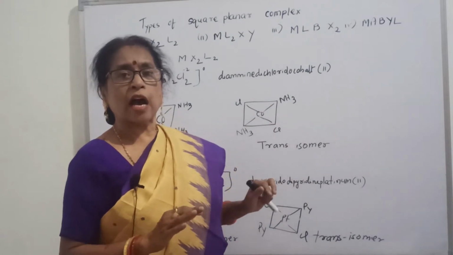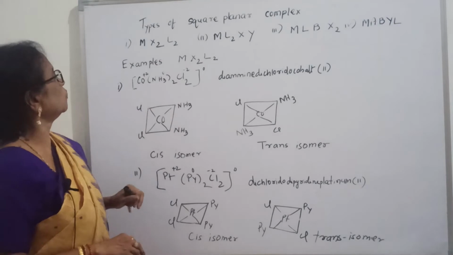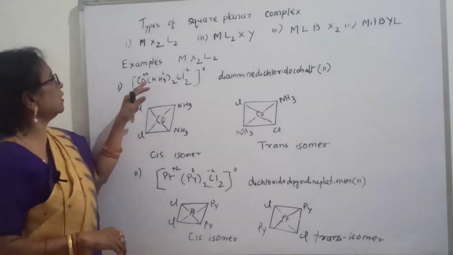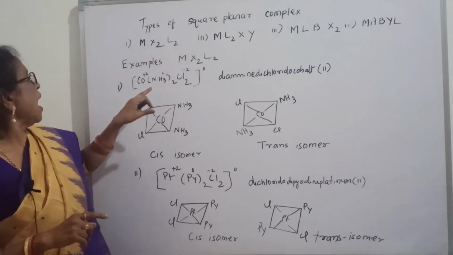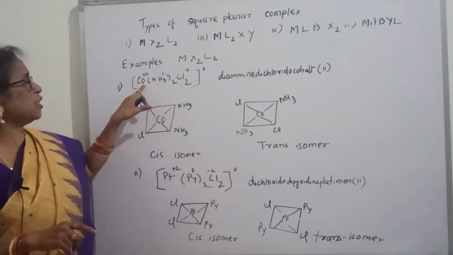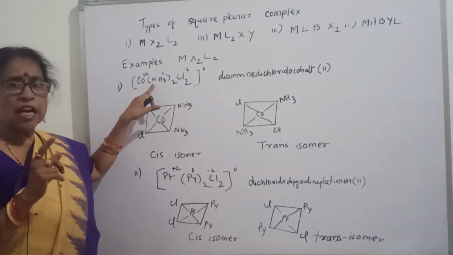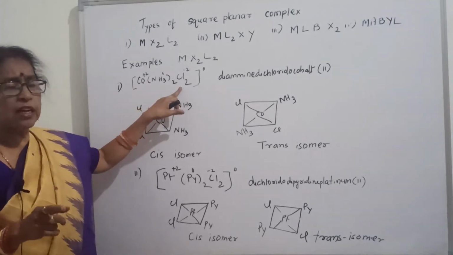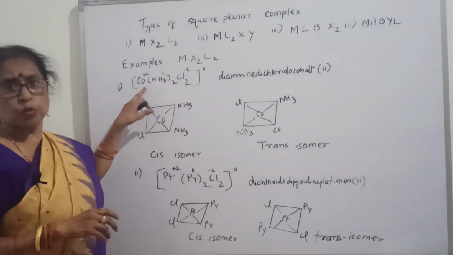ABYL4 ligands are different. Then first you will see MX2L2. Then what happens here? That means 2 ligands are the same, and that is why you take the example Co(NH3)2Cl2. That means 2 ammonia ligands and 2 chlorido ligands are surrounded by the cobalt +2 charge.